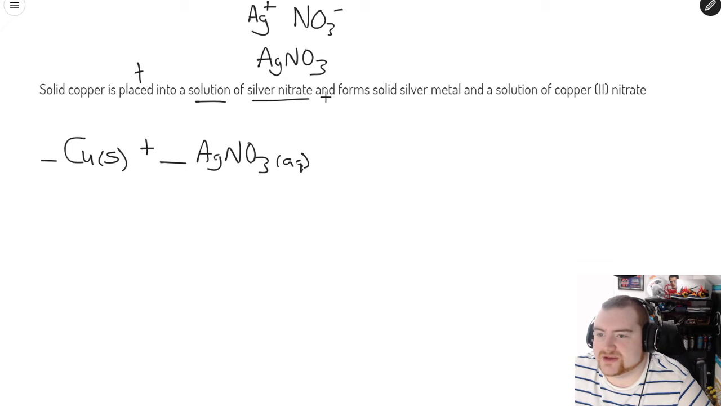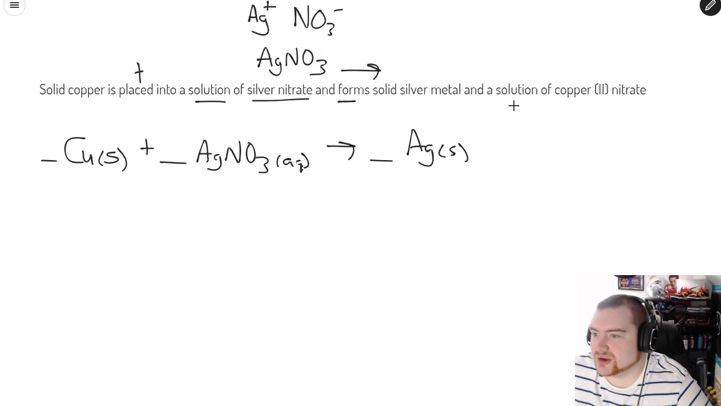Okay, and then we have "and forms." When we have something is being formed, that is our arrow. That is a key to put our arrow. Solid silver metal. When silver is by itself, it's just going to be Ag. And is going to be plus. The solution of copper 2 nitrate.